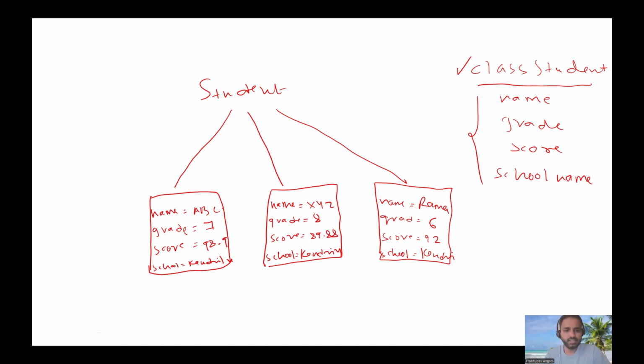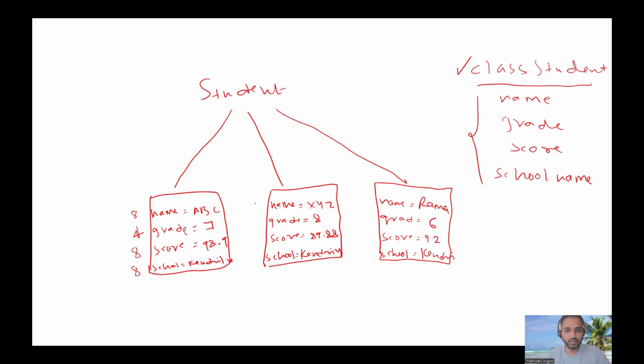So if you see here, the name is different for each student, and the grade is different, and the score of each student is different. But if you recognize here, the school name is the same for all the students. For example, if you see the data types here, the name is a string, and it may be consuming 8 bytes, and grade is an integer, 7 is an integer, and it is consuming 4 bytes, and the score is a double data type, and it is consuming 8, and school name is also a string, and again it is consuming 8 bytes.